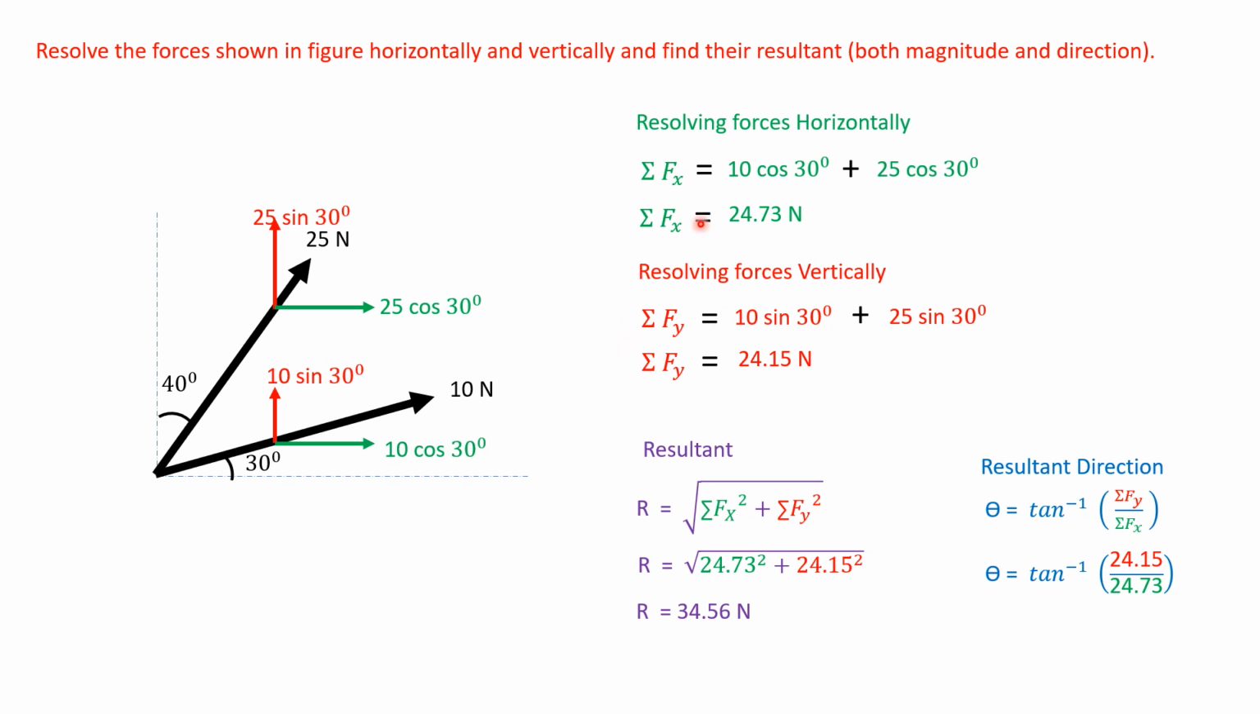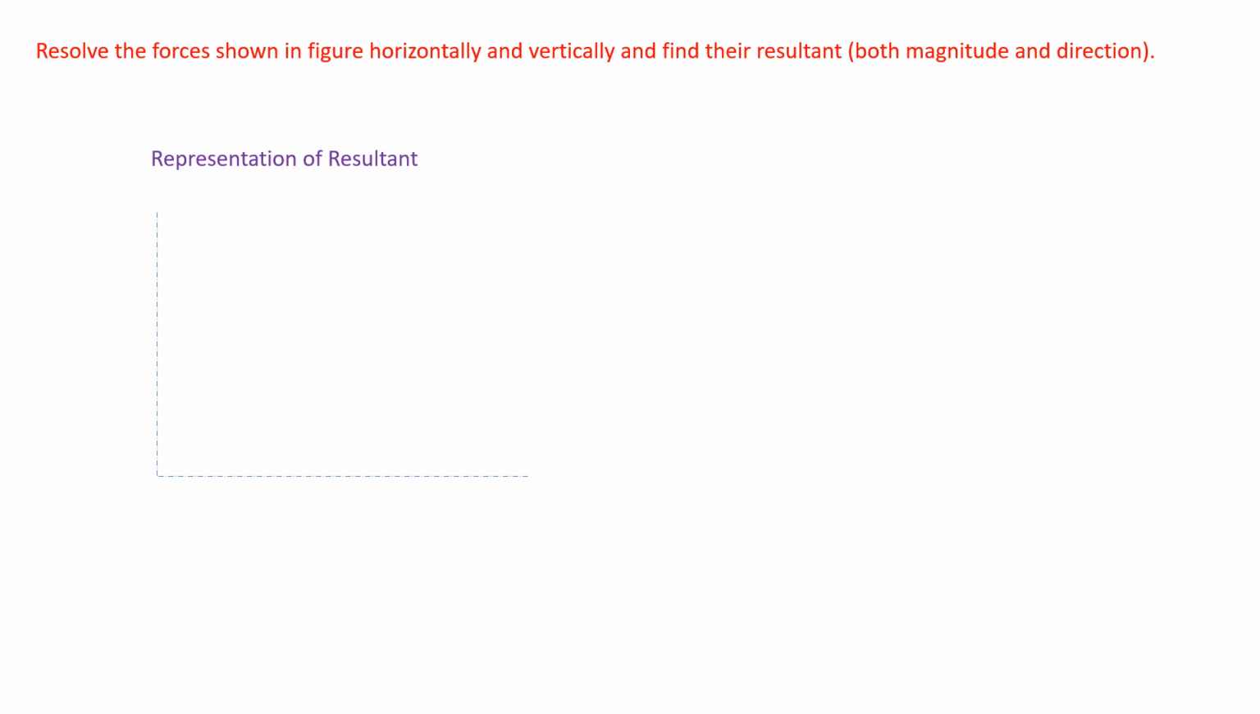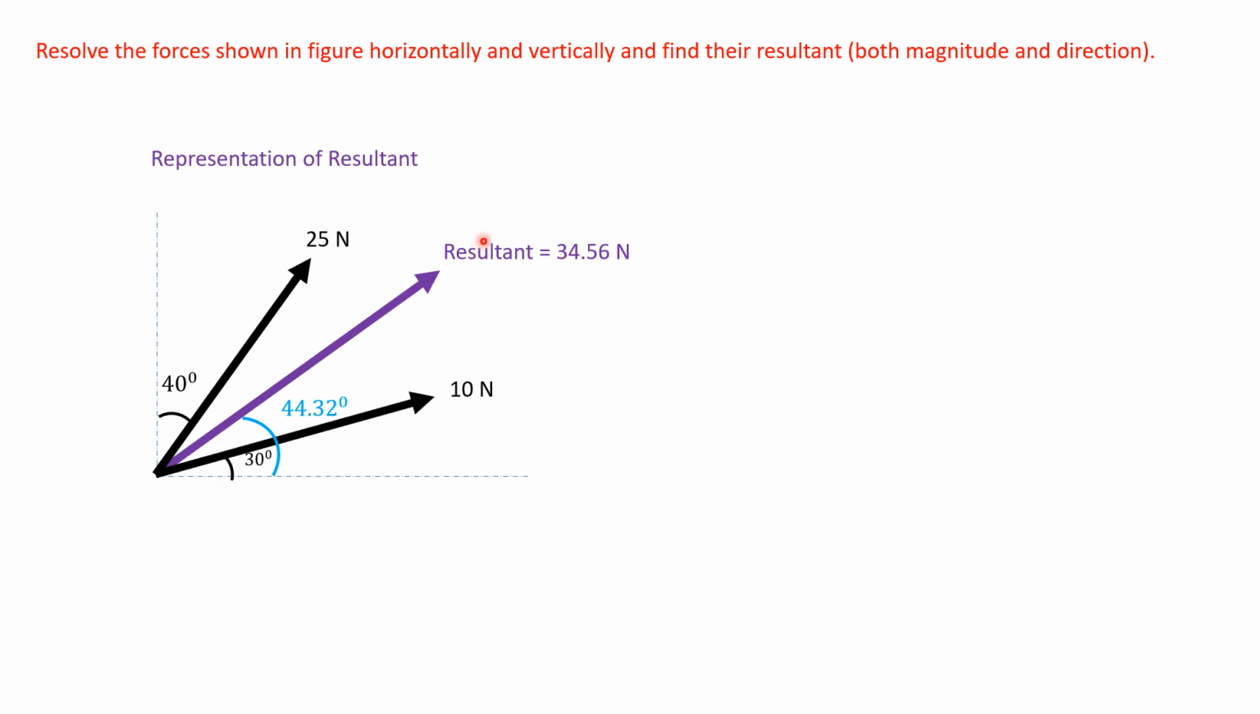Now observing summation Fx value and summation Fy value, both are positive, so the resultant will be in the first quadrant. Now locating the resultant, these are the forces, and this will be the resultant of 34.56 Newton, making 44.32 degrees to the horizontal. Please note that the resultant is always with respect to the horizontal.